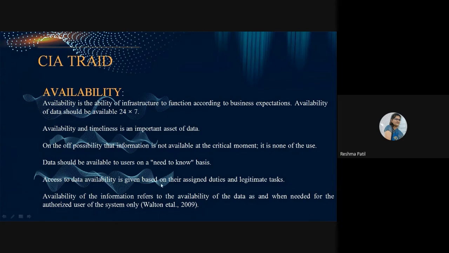Access to data availability is given based on their assigned duties and legitimate task. Legitimate means legal task. What you are allowed to do, that task you can perform. What duties you have been assigned, those duties you can perform. Availability of information refers to the availability of data as and when needed, means need to know basis, for the authorized user of the system only. So this is need to know basis, means whatever information you have to know, that should be displayed.